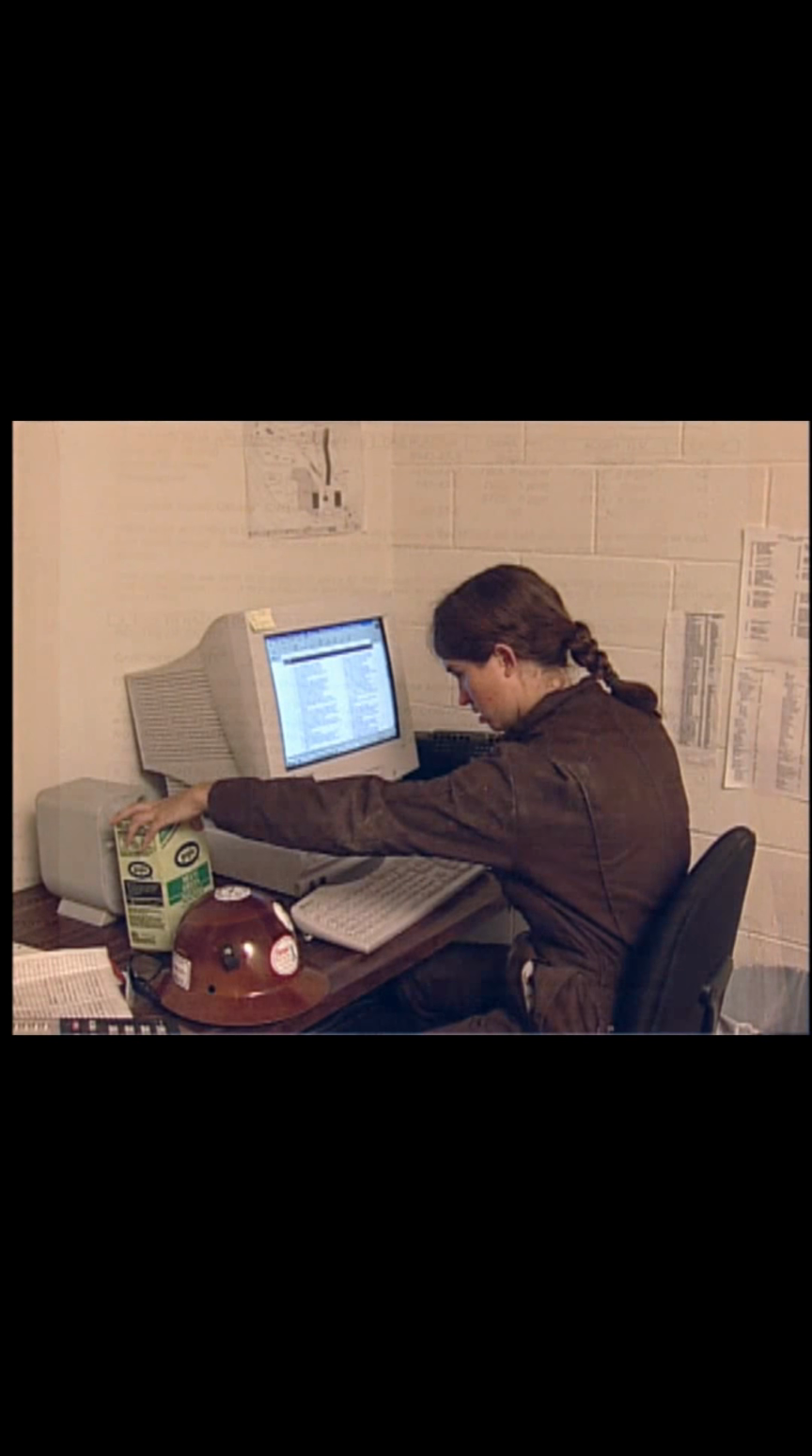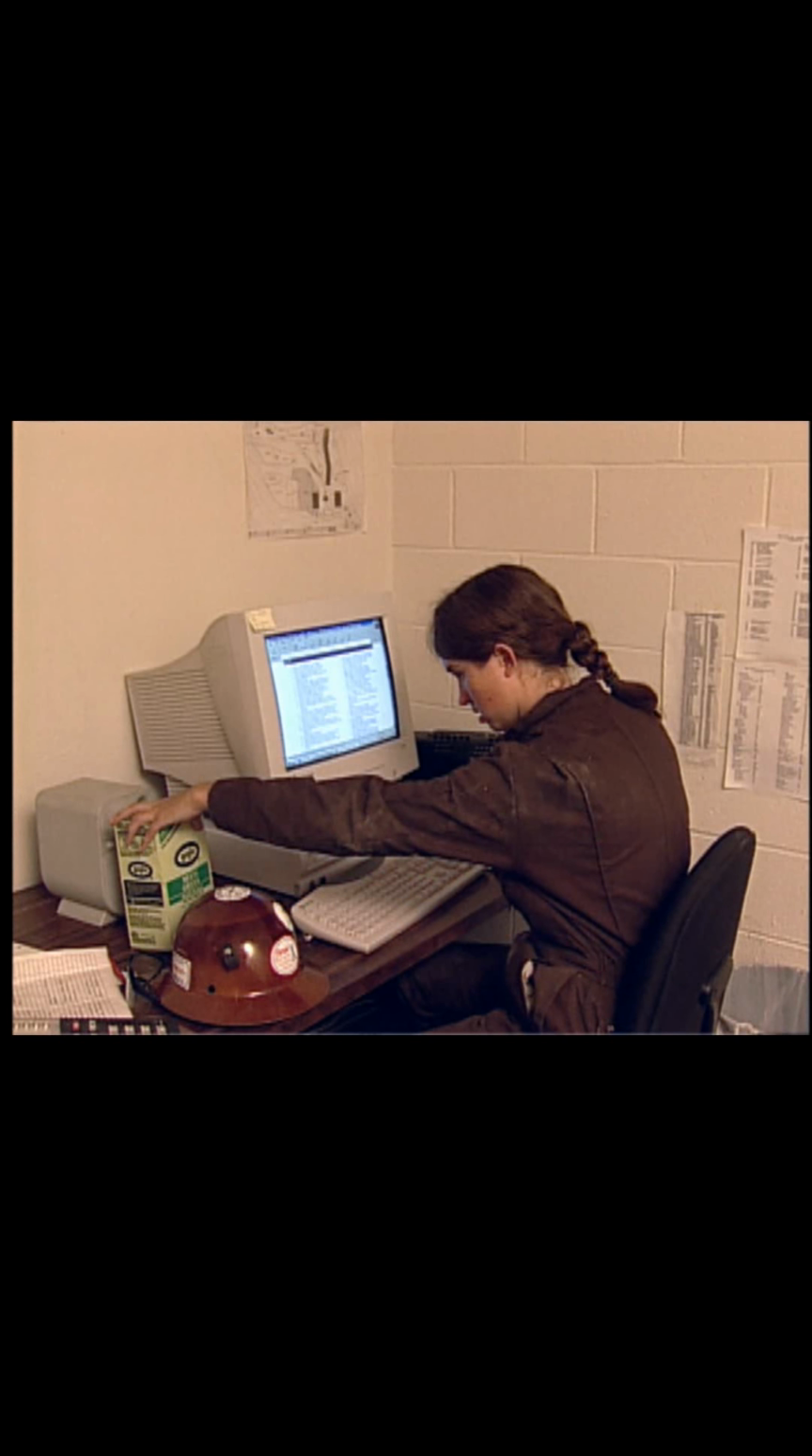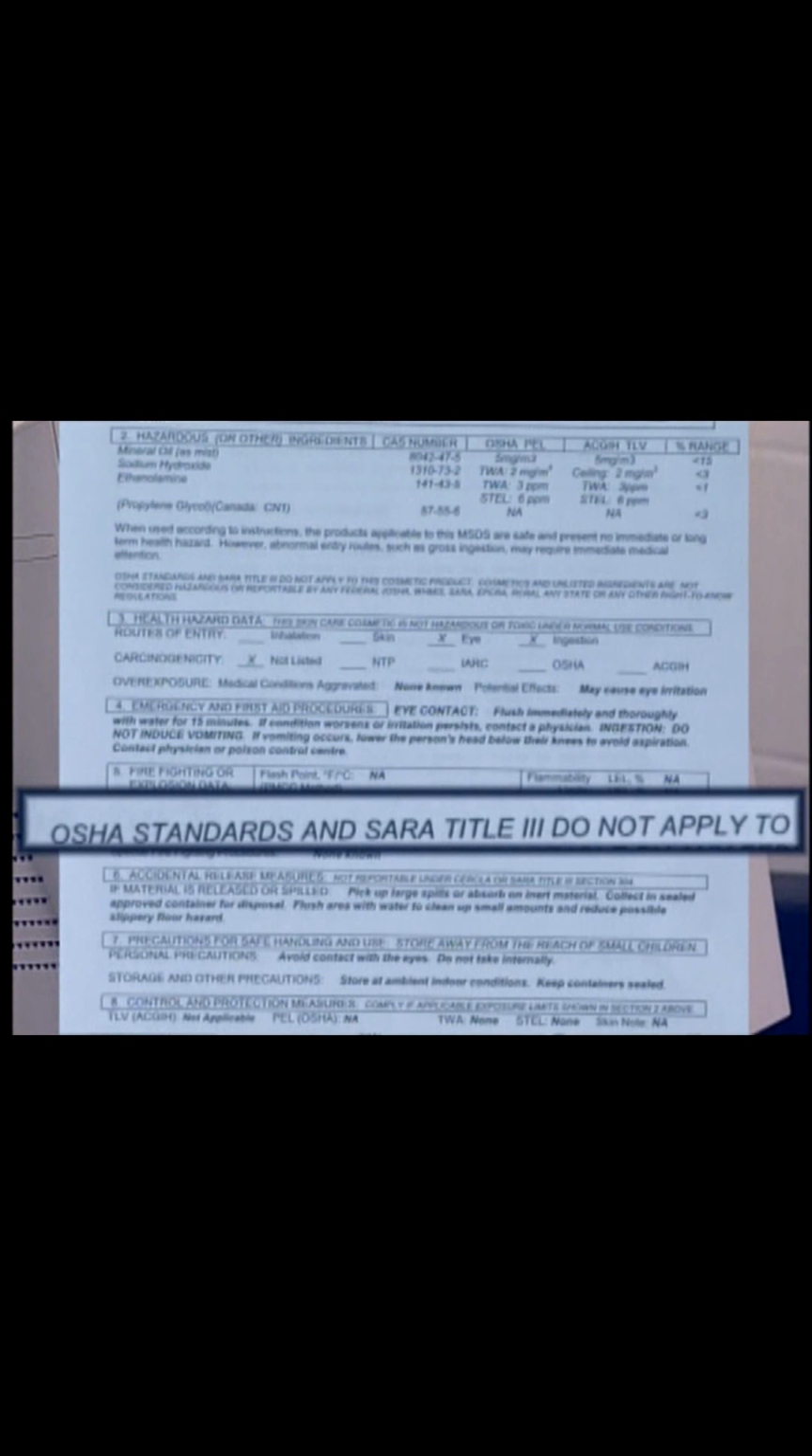Do you need to include this soap in your HazCom program? The answer is no. The FDA has classified soaps as cosmetics, and cosmetics are exempt under HazCom's definitions. Also, you can rely on the manufacturer's MSDS when it says that OSHA standards do not apply, and you can infer that it also doesn't apply to HazCom. HazCom was designed to be fully compatible with the requirements of OSHA's Hazard Communication Standard.